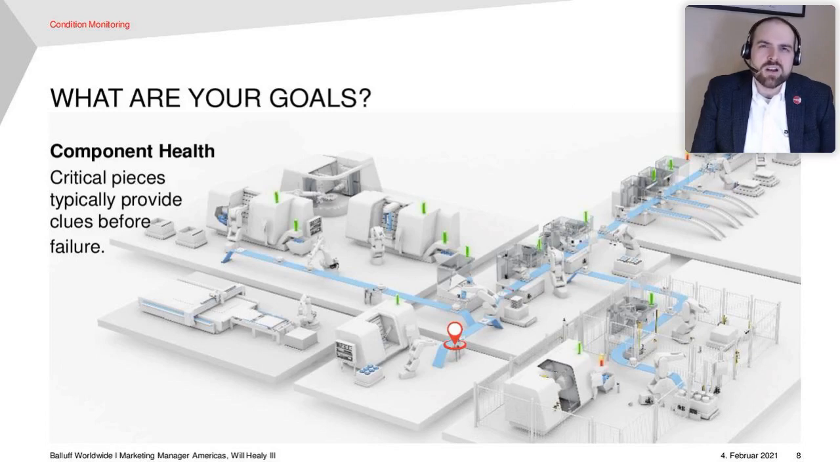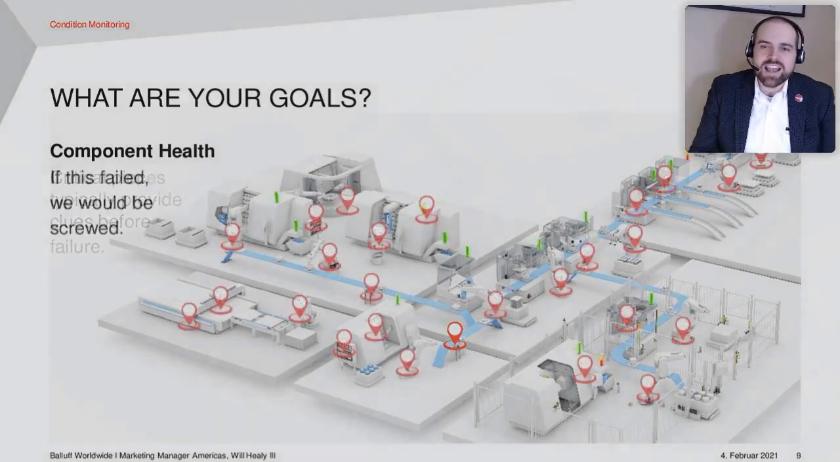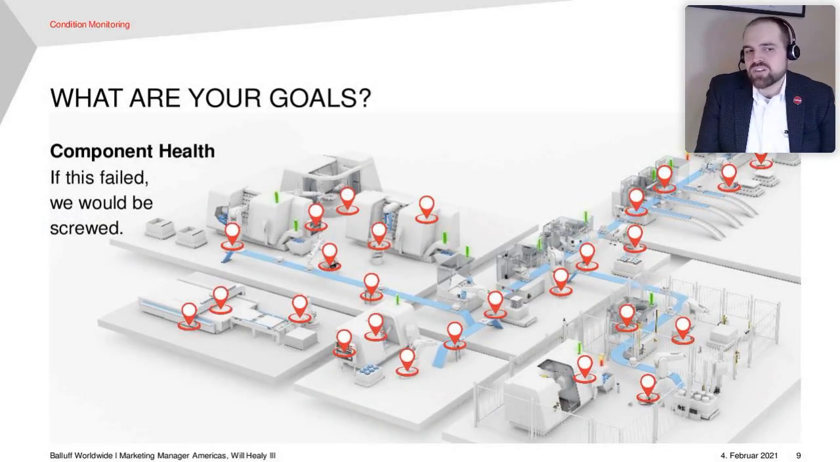So are you trying to look at component health of devices? And these components typically provide clues before they fail. And the question I always like to ask is, if this component failed, we would be screwed. So think about, in your plant, if you had a component fail, you'd be in big trouble. Think about what those are and how many of those are in your plant. If this component failed, we'd be screwed. And we're going to talk about some examples of that today in this presentation with some real world case studies.